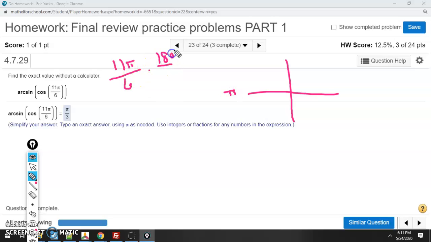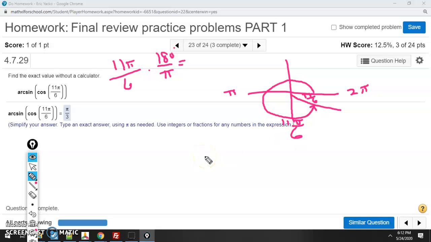So you can convert this by taking 11 pi over 6 and multiplying by 180 over pi. And that gives you the degrees. Now, I'm not even going to bother doing that because I know that 2 pi is equal to 12 pi over 6. This is just pi over 6 less than 2 pi. So on my graph here, this is pi over 6. So we're looking at the angle that goes like this. This is 11 pi over 6.